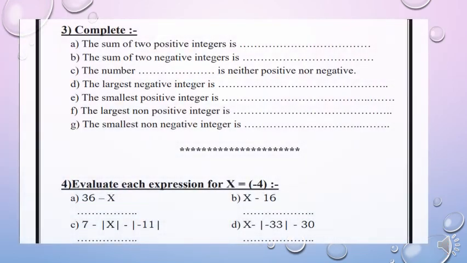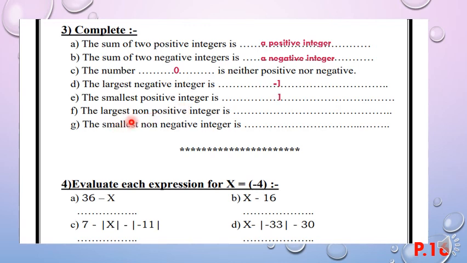Page 16, number 3. Complete. The sum of two positive integers is a positive integer. Letter B. The sum of two negative integers is a negative integer. Letter C. The number 0 is neither positive nor negative. Letter D. The largest negative integer is negative 1. Letter E. The smallest positive integer is 1.